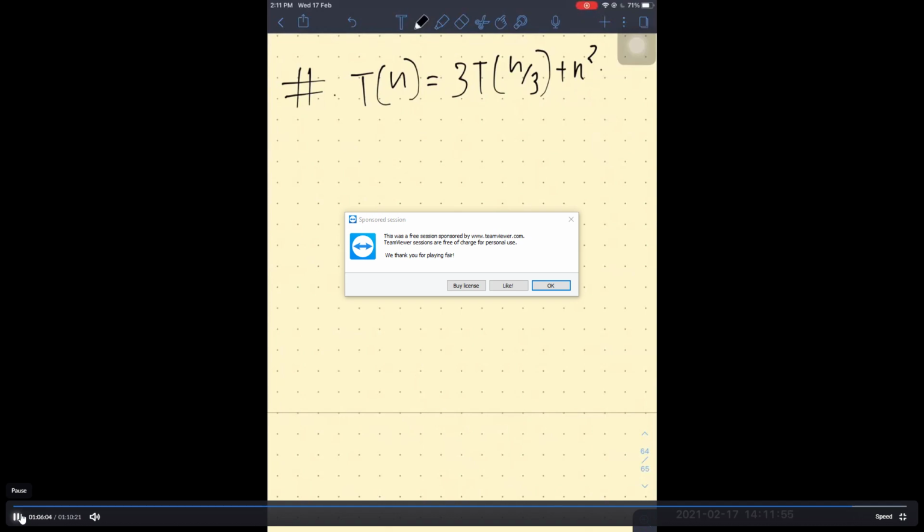Any other question, guys? Regarding the tree approach, the recursion tree.